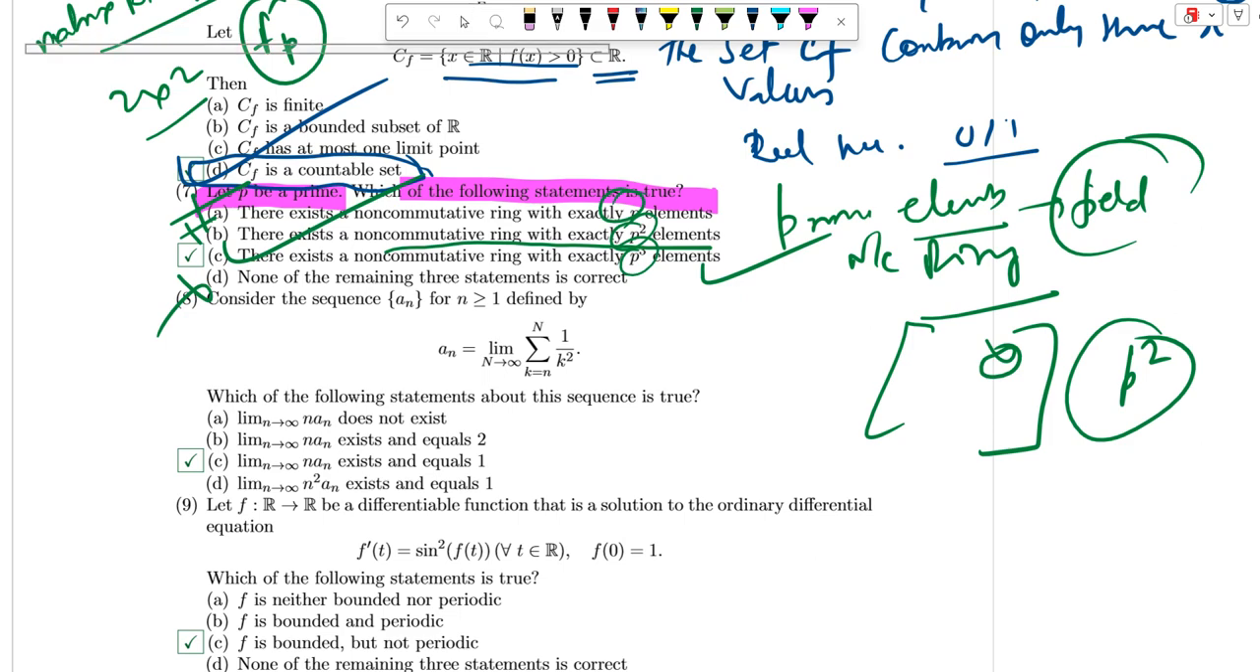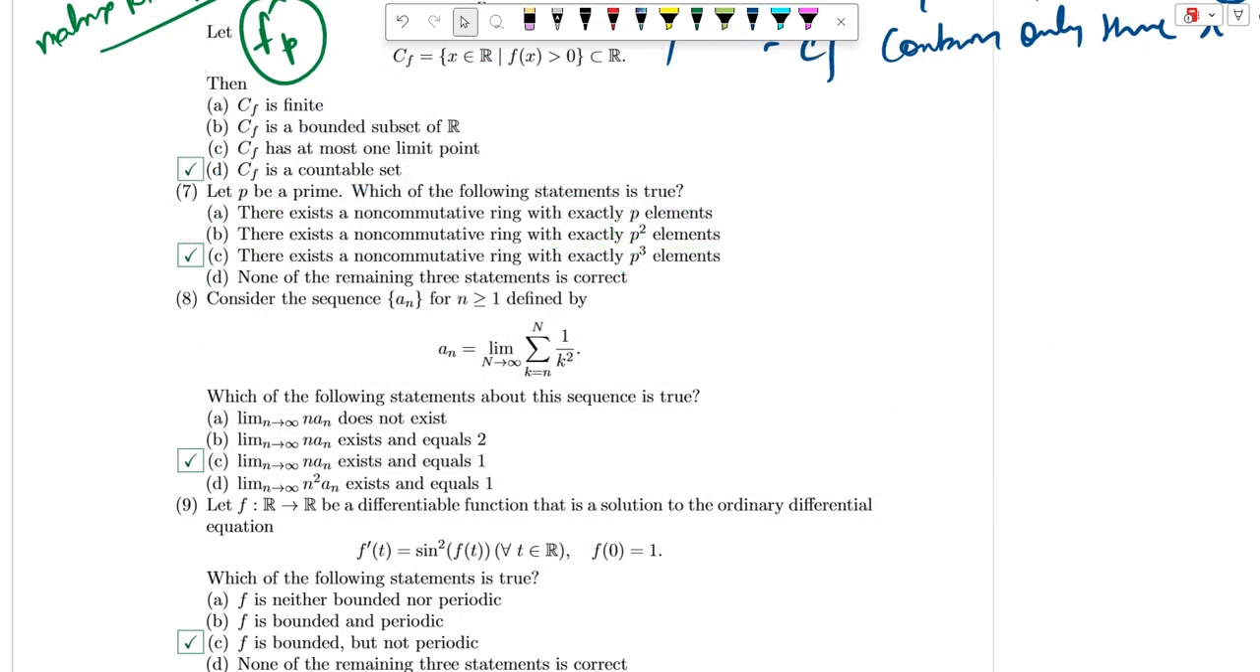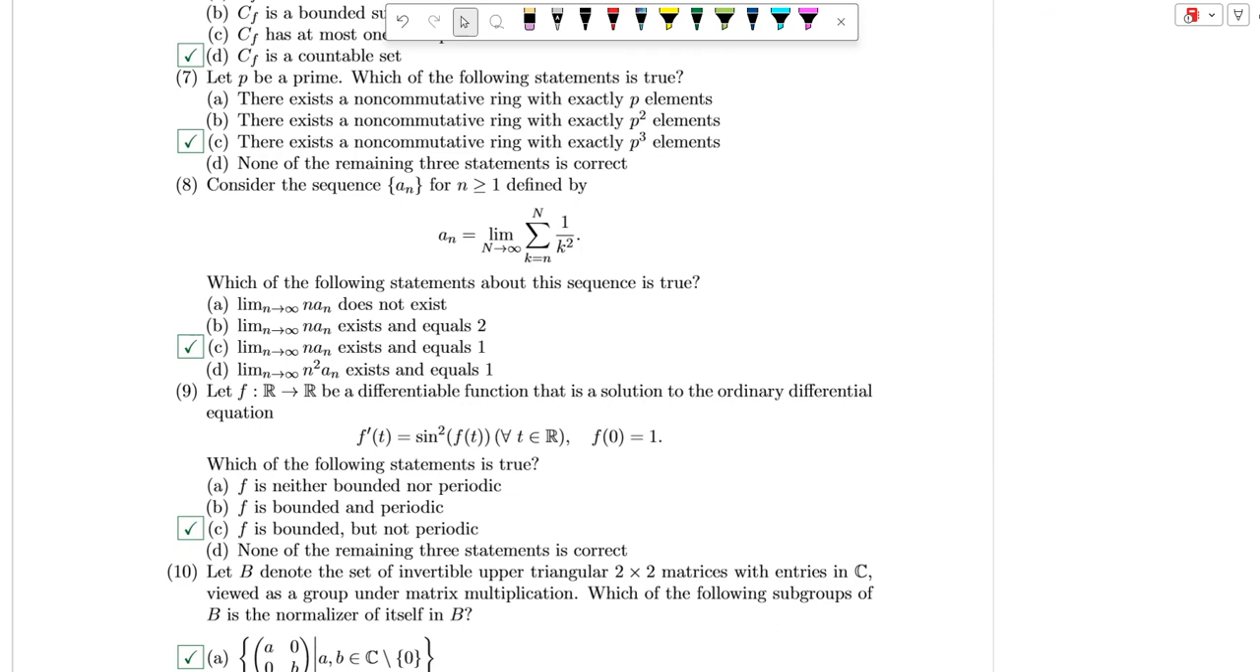So let's proceed to the next one, question number 8. Here consider a sequence a n equal to the limit as n tends to infinity of the summation of 1 by k square. What can you tell about the existence of this limit? Okay, here we go.